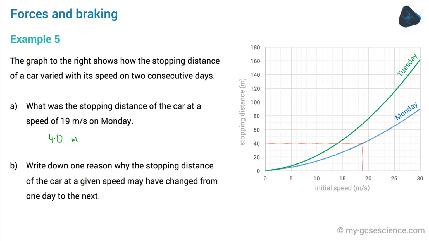For part B, we can see that the stopping distance of the car at a given speed was longer on Tuesday than on Monday. This could have been caused by anything that affected the friction between the tyres and the road, such as the road surface, the weather conditions, the braking force used, or the condition of the brakes or tyres themselves. That brings us to the end of this video on forces in braking.